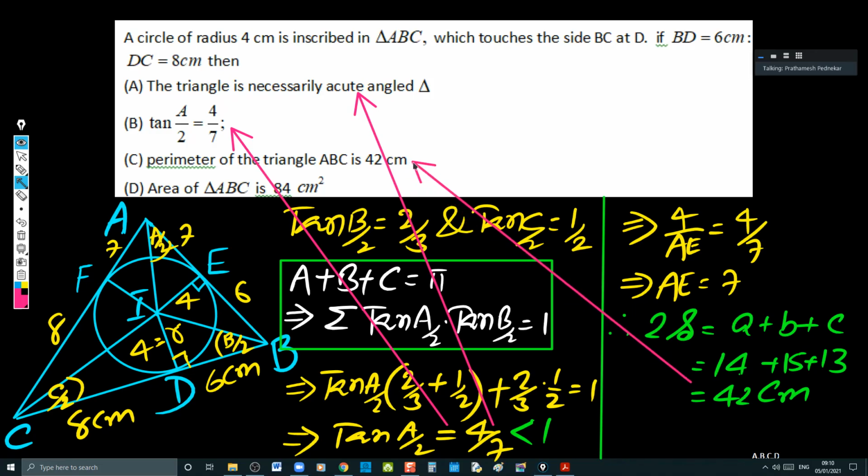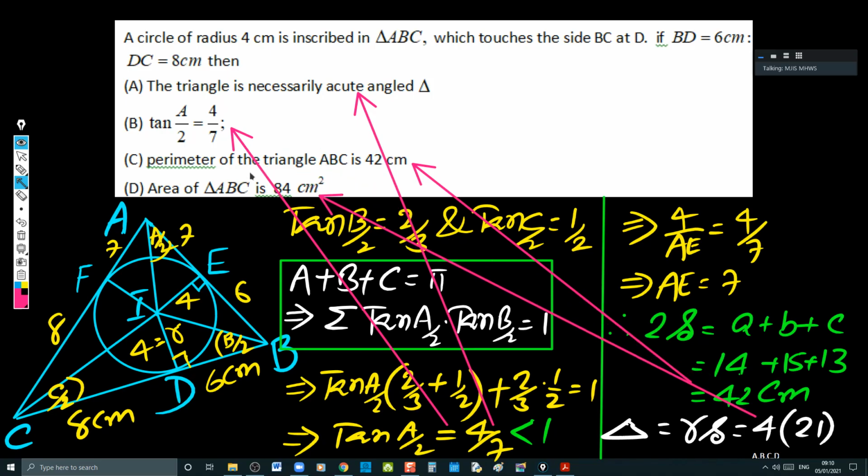Sir, D correct at the. Correct at the, sir. Delta is equal to RS, direct formula. Okay. 84, yeah. Delta is equal to RS is equal to 4 into 21 square centimeters. So all are correct, please. All are correct. A, B, C. That's it.